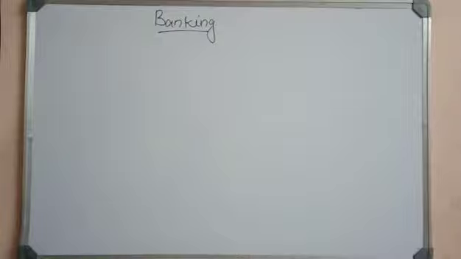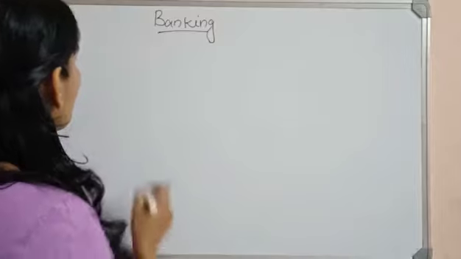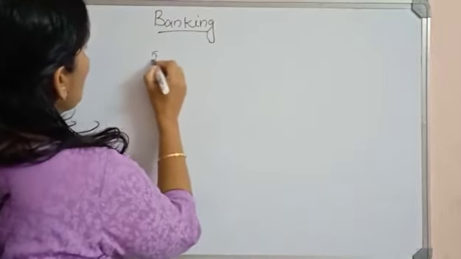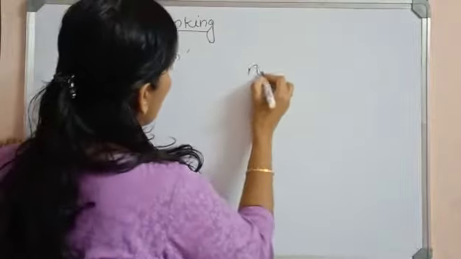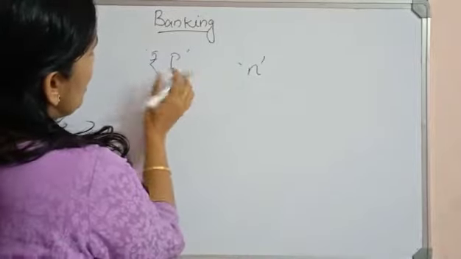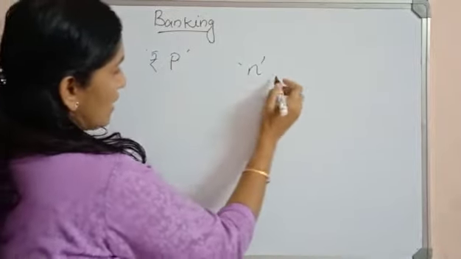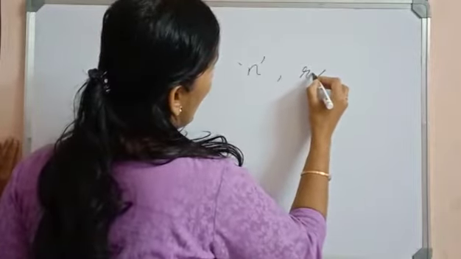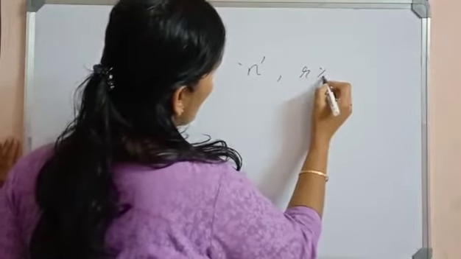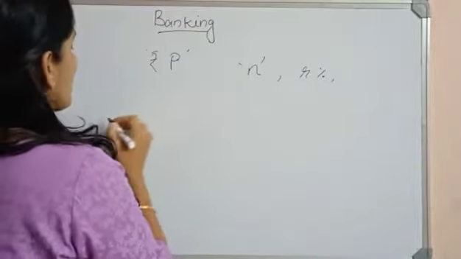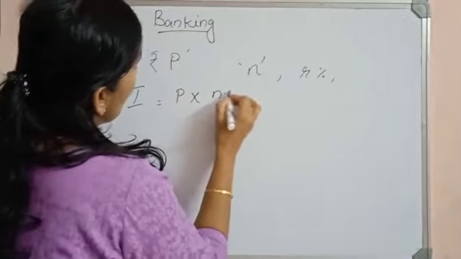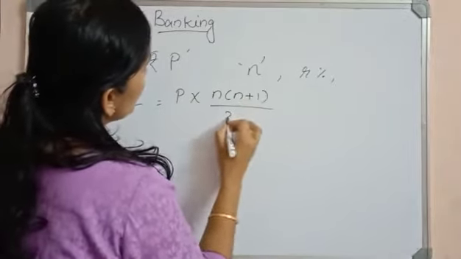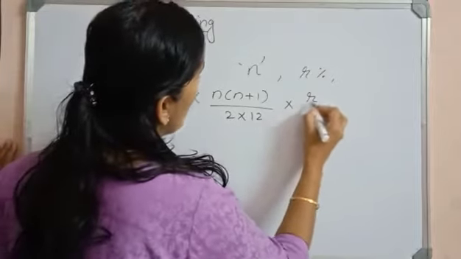Today, let's discuss banking and how to calculate the maturity value of a recurring deposit. Let a sum of rupees P be deposited every month in a bank for n months. If the rate of interest is R percentage, then we can calculate the interest by using the formula I is equal to P into n into (n plus 1) by 2 into 12 into R by 100.